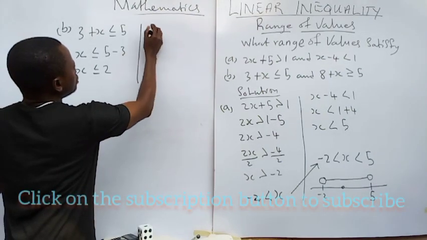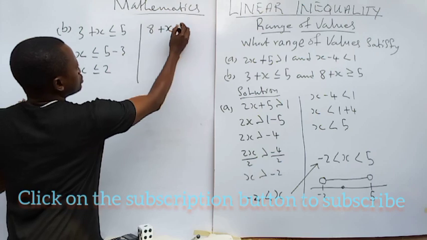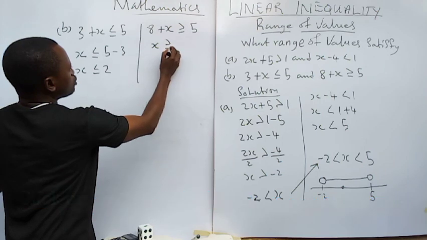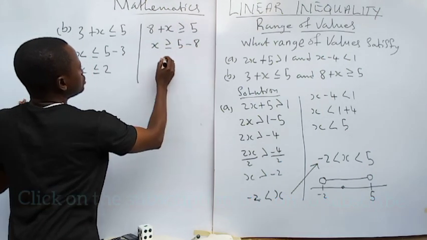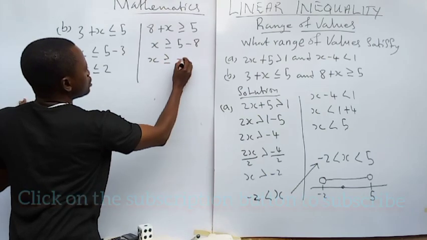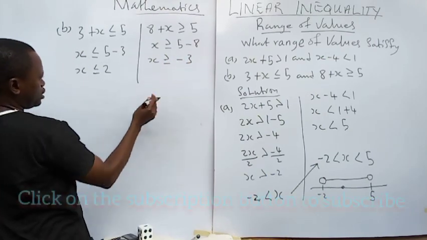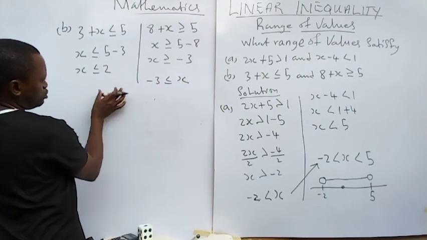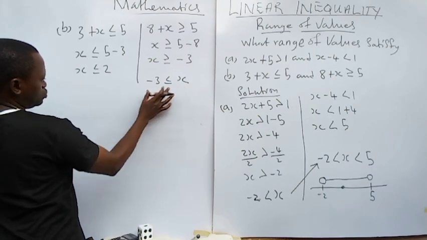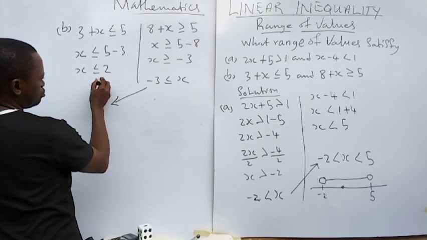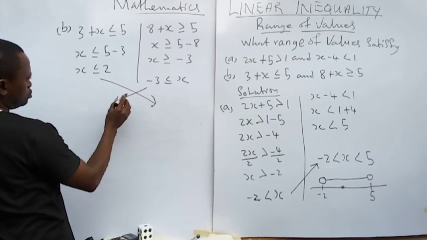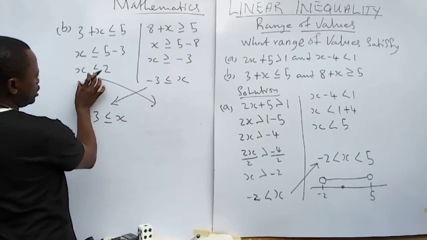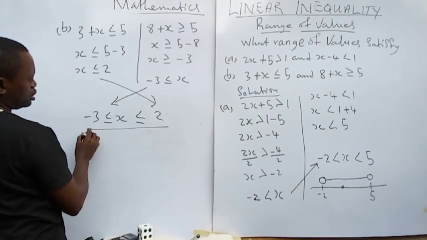The next is 8 plus x greater than or equals to 5. So by implication, this is x greater than or equals to 5 minus 8. That means x is greater than or equals to minus 3. You know, I can rewrite this expression as minus 3 is less than or equals to x. So can we bring it together with this? Yes. So this will come first, and this will come next. So this will be minus 3 is less than or equals to x, and this same x is less than or equals to 2. Can you see that?